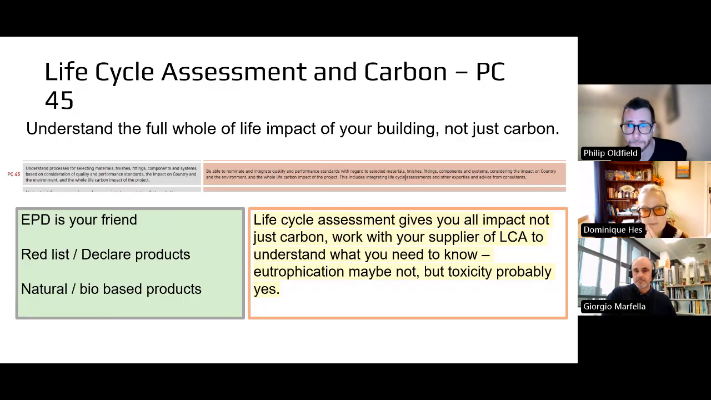PC 45, again, EPDs are your friend, but also look at other tools such as Living Building Challenge, which has a red list and declare products. That's another source of information, but it also reduces the toxins that you could be specifying. And look at the future. We have a whole module in the course, but look at the future of nature-based materials. There's a lot happening within that.